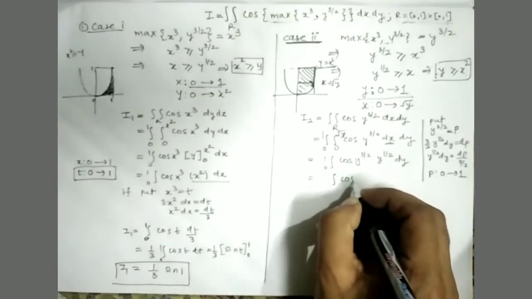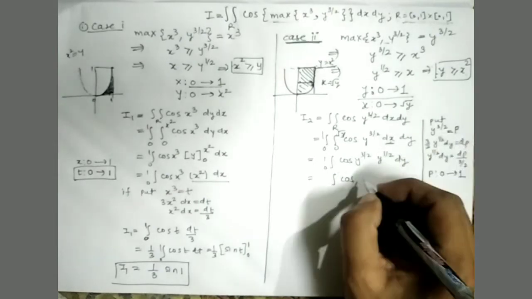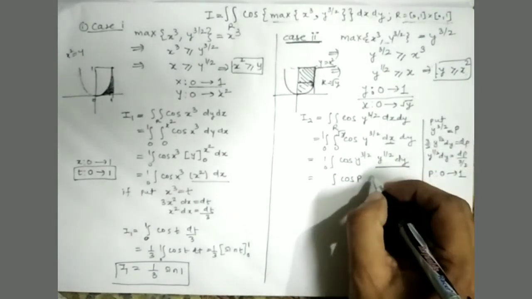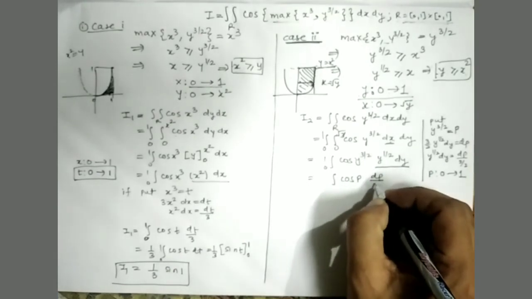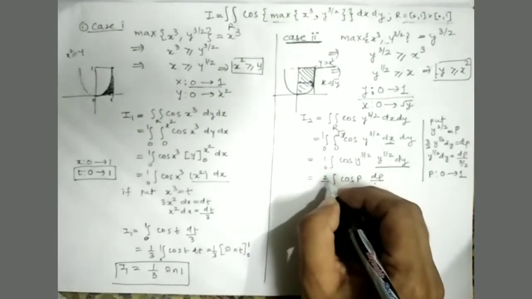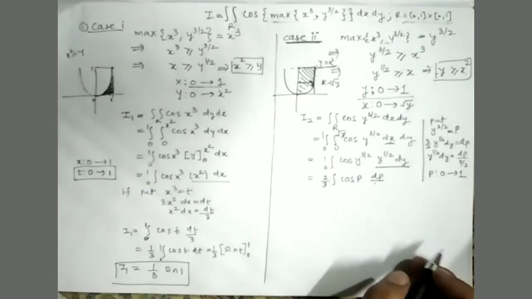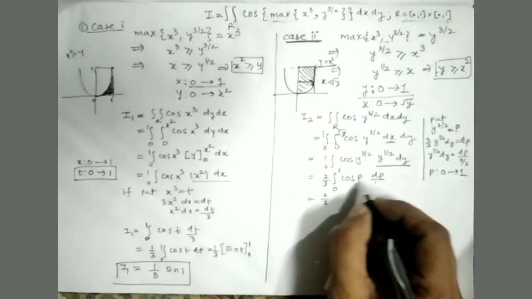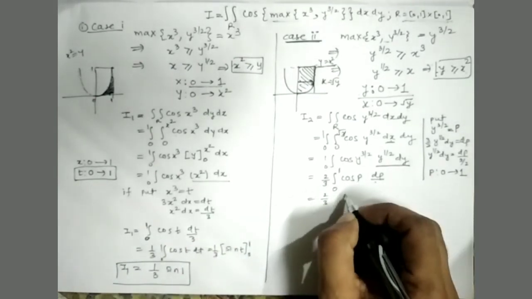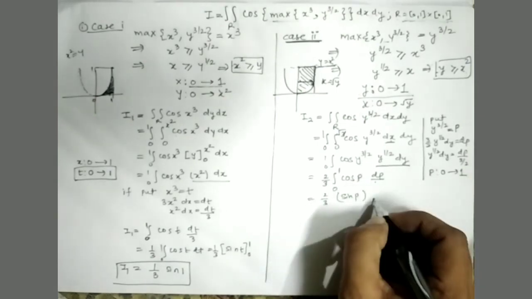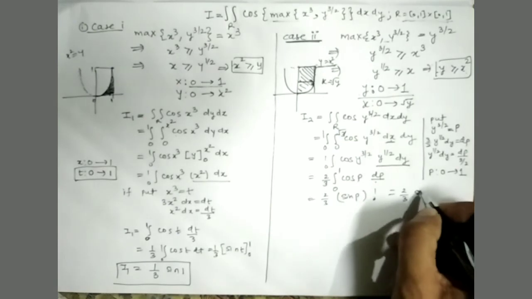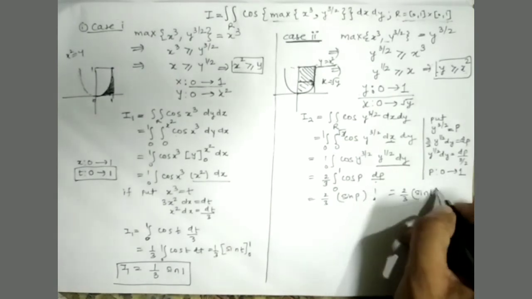So cos of y raised to 3 by 2 is cos p, and y raised to half dy will be dp by 3 by 2. The 3 by 2 goes to the numerator and becomes 2 by 3. The limits for p are 0 to 1, and 2 by 3 is constant. What is the integration of cos p with respect to dp? It is sin p over the limits 0 to 1. So 2 by 3 times sin 1 minus sin 0, which is 0.